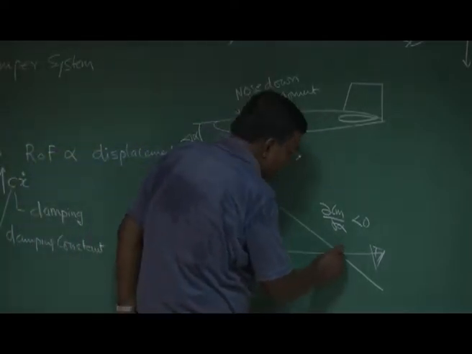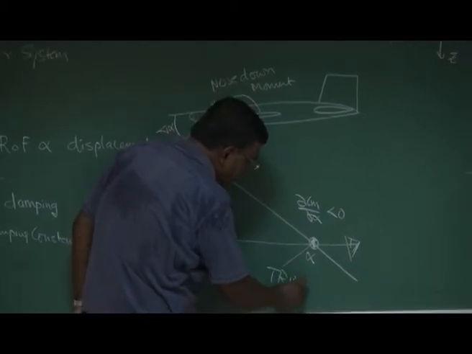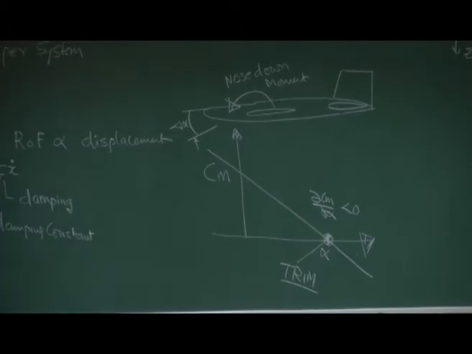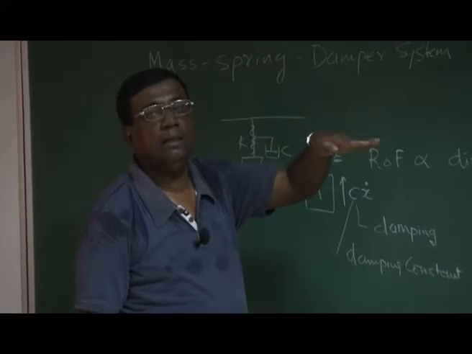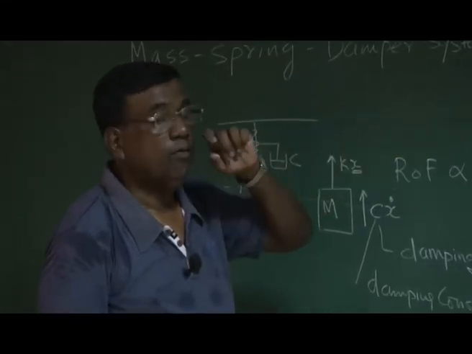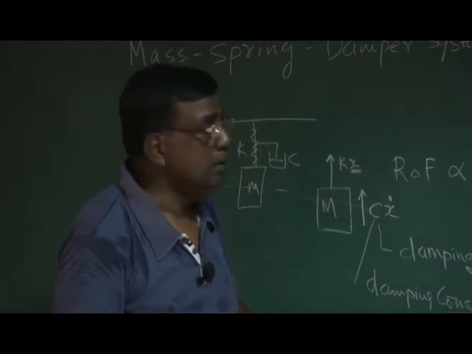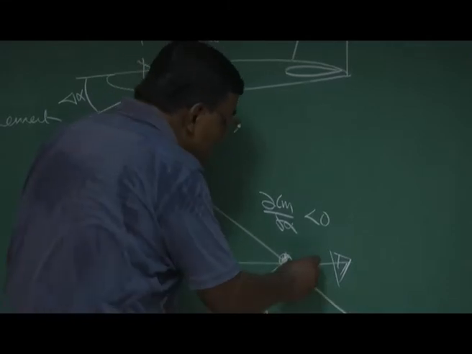If the airplane is flying at this trim, why did you define this as trim? Trim means the Cm is 0. The airplane is going like this, no such motion, cruising like this. So pitching moment is 0, and of course for a cruise, thrust equals drag, lift equals weight, net force is also 0. So now suppose the airplane is flying like this, because of some disturbance, angle of attack has increased.